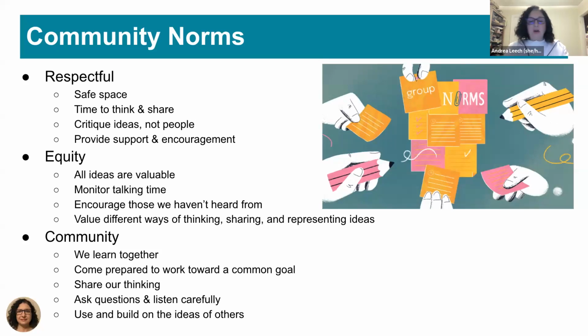Just a reminder of our community norms. Make sure to be respectful of each other. That this is a safe place. We're going to be doing lots of discussions about somewhat emotional topics. Make sure all voices are heard and that we work together as a community to work on things and learn together.